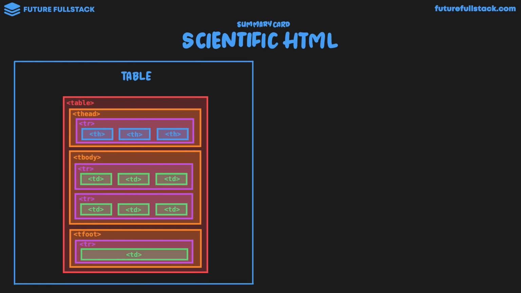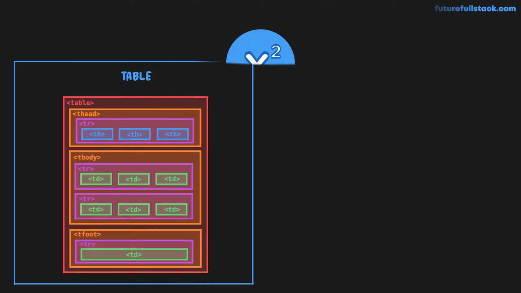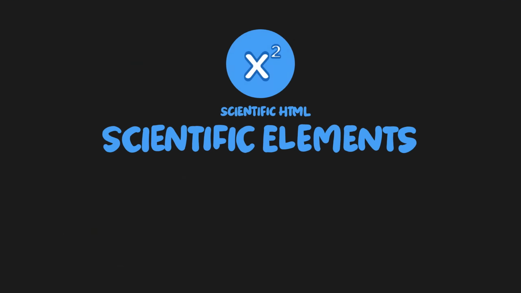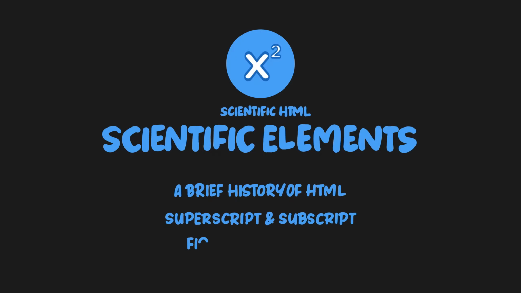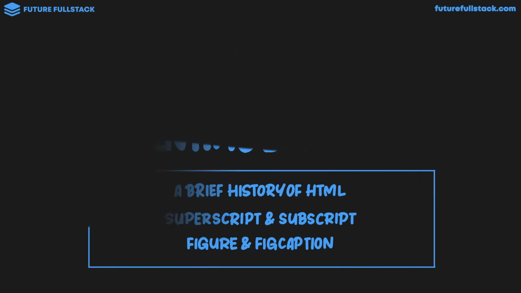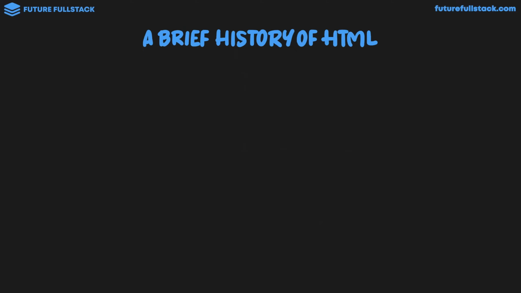Next, we'll explore how to represent specialized content with the use of scientific elements. We'll be talking about a brief history of HTML, superscript and subscript, and figure and figcaption. So let's start off with a brief history of HTML.